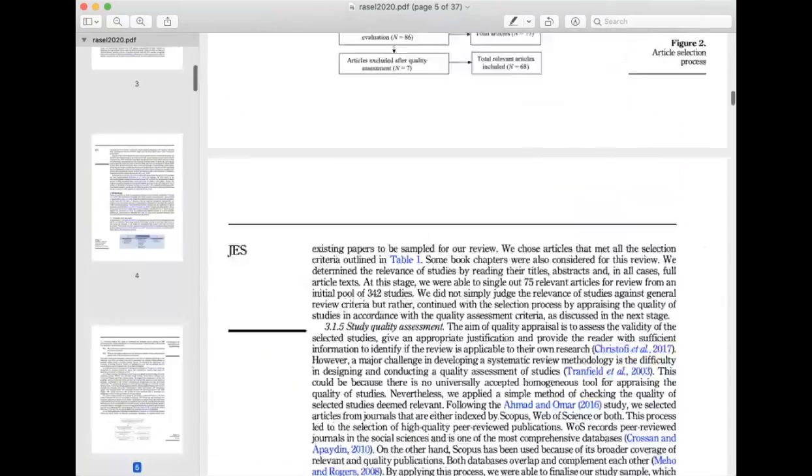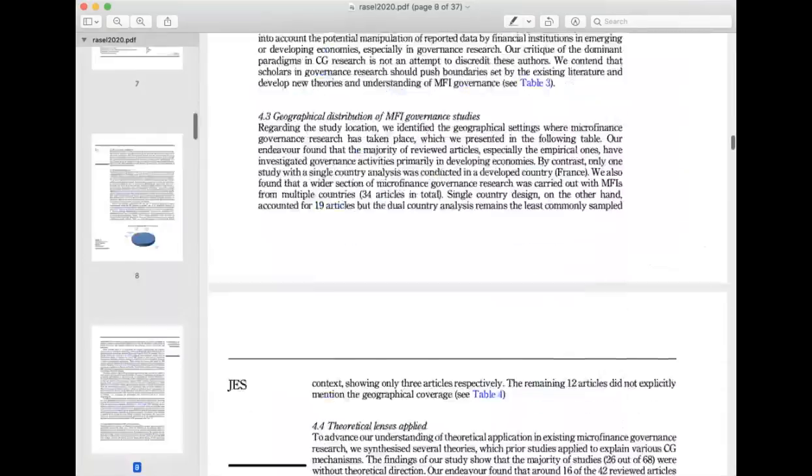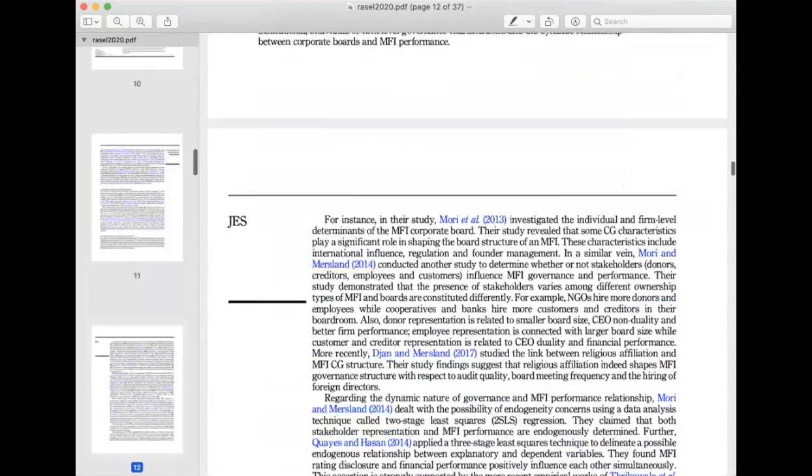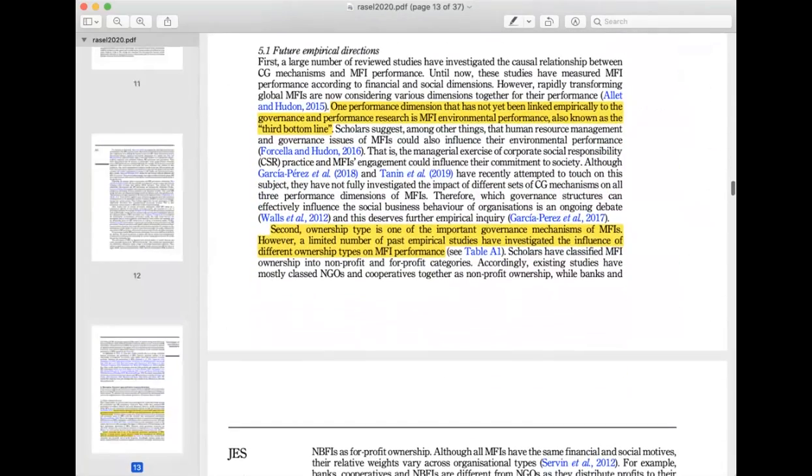And for example, my student did this. He highlighted most of the areas that were identified by the authors. This was again a UK based paper, so this is a very good paper. He highlighted the most important gaps that they identified. For example, the one that we are going to discuss here is one performance dimension that has not yet been linked empirically to the governance and performance research in MFIs, microfinance institutions: environmental performance, also known as the third bottom line. So you got a topic.